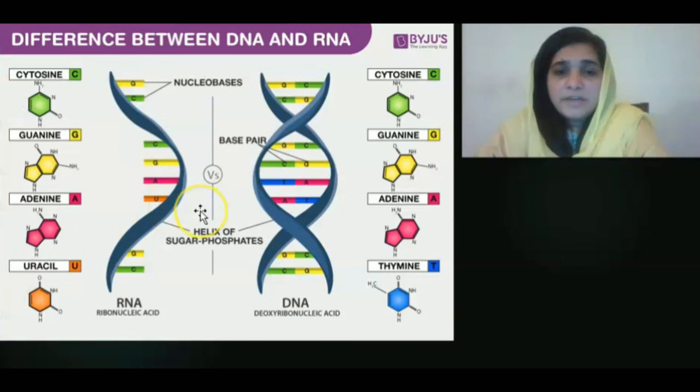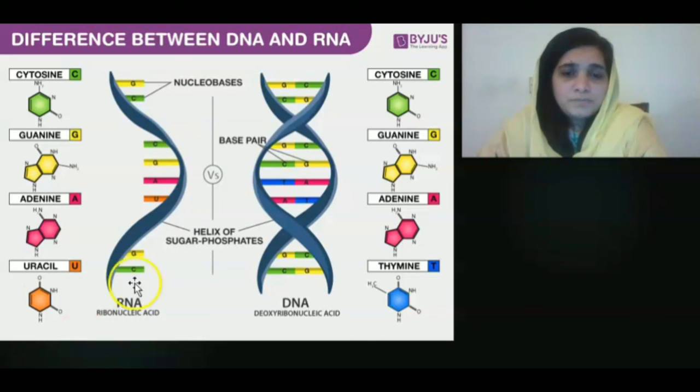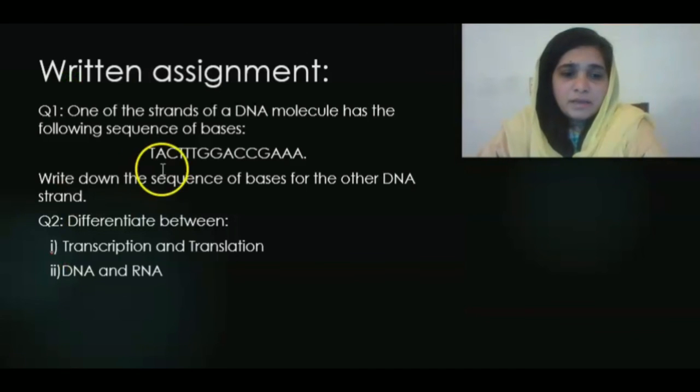So here is a diagram that shows the structural difference between DNA and RNA. DNA contains deoxyribose and a double helical structure, as you can see here, and the base pairs present are cytosine, guanine, adenine and thymine. In DNA, thymine is present, while in RNA, thymine is absent and uracil is present. RNA is single-stranded and contains ribose sugar, ribonucleic acid. So this is the difference between DNA and RNA.